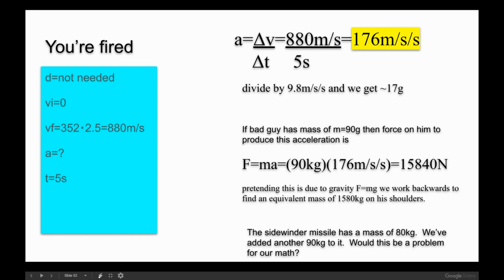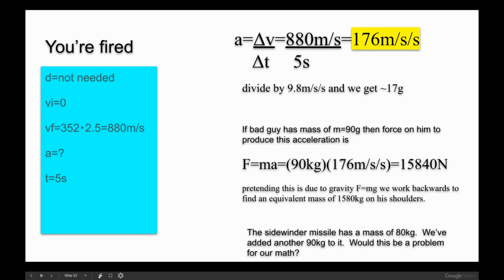And the other part that movies don't take into account, the sidewinder missile itself has a mass of 80 kilograms, so the person is going to outweigh the missile. This would cut the missile's acceleration to basically half of what it was. It still winds up being 700 kilograms on your shoulders. You're not going to survive it intact.